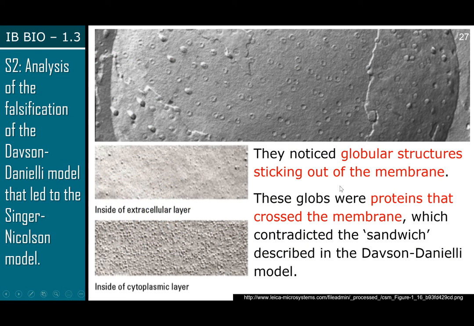So they noticed that globular structures were sticking out of the membrane when they peeled it apart. And they figured that those globs were made of proteins. So that kind of threw out the idea that the proteins just sat on the top and on the bottom, and really drove home the idea that they were actually embedded in between.